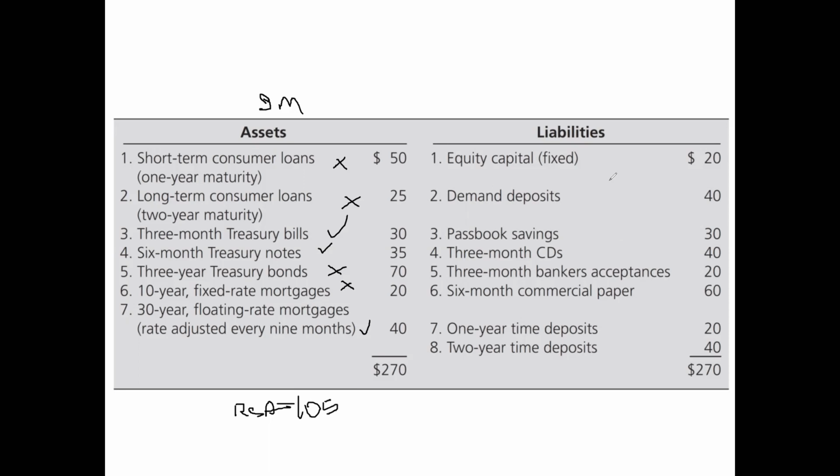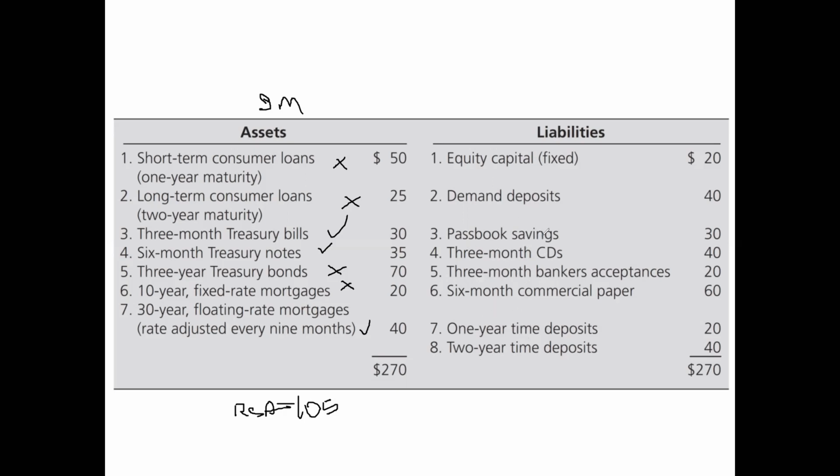So let's see what we have on the liability side. Demand deposits, passbook savings, 3 month CDs, 3 month bankers acceptance, 6 month commercial papers, 1 year time deposit, 2 year time deposit. If it's 9 months, you should include everything until 9 months. Some financial institutions do not consider demand deposits, but passbook savings. So we may consider demand deposits, passbook savings, 3 month CDs, 3 months bankers acceptance, and 6 months commercial papers. So 1, 2, 3, 4, 5. So 5 things we're going to consider.